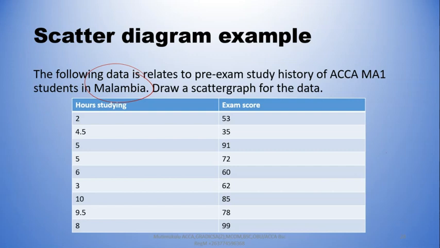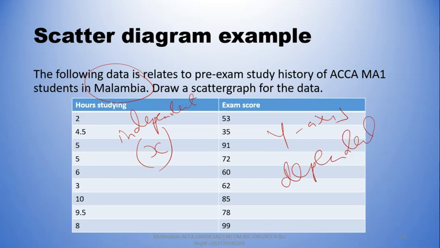So the hours of study determine how much you are going to get out of your study. So we can see that the hours of study are independent. So they are an x-axis variable. And then the exam score is the y-axis variable. This one is a dependent variable. It depends on how many study hours you put on that particular subject.